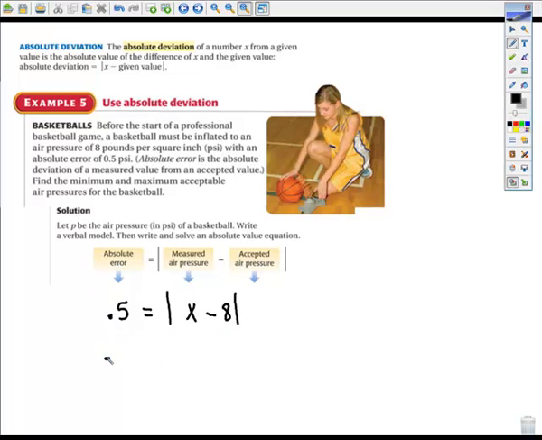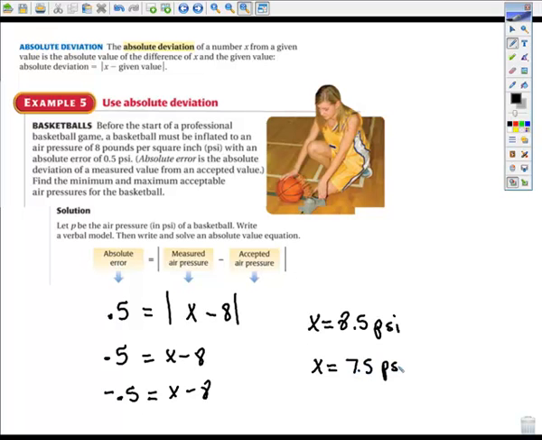So now to solve this, we'll just go a half equals x minus 8, and negative half equals x minus 8. When I add 8 to both of these, I get the first equation, 8.5 psi, and the second equation I get 7.5 psi. So the range here is that they can run between 7.5 pounds per square inch and 8.5 pounds per square inch, and that's okay in the basketball game.